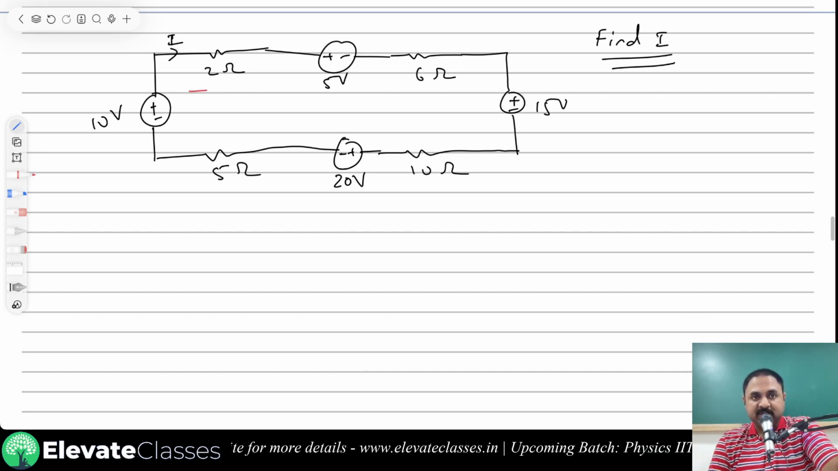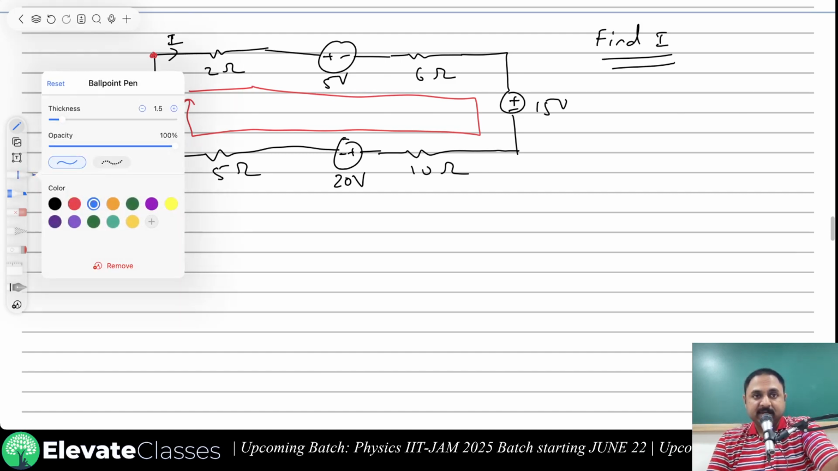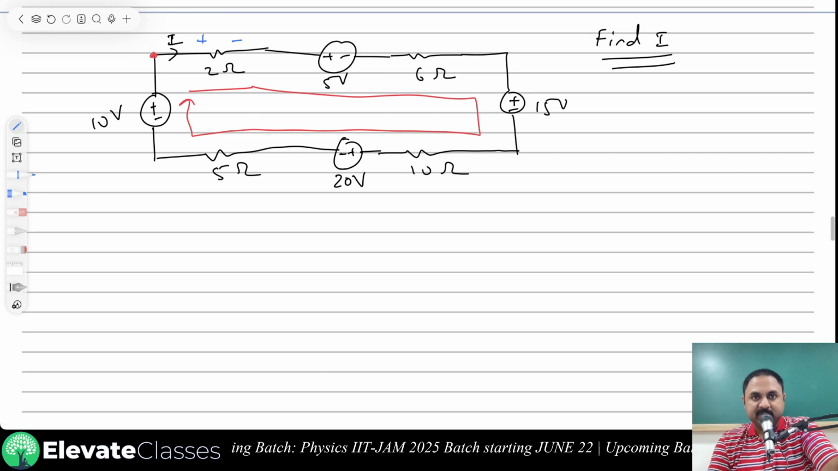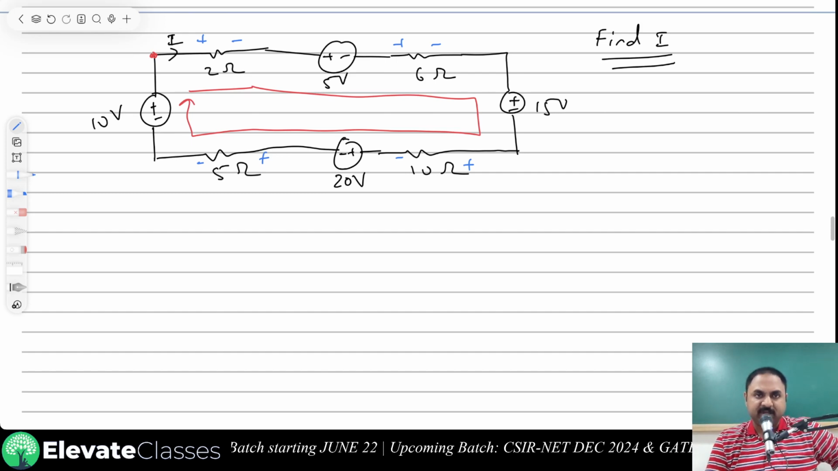So I'm going to choose this direction. I'm going to go clockwise, and I will come back. So I will start at this point. Another convention I told you at the beginning is, in the direction of current, this is plus, this is minus, this is plus, this is minus, and so on. In this particular problem, we won't need this, but just to reinforce that convention.